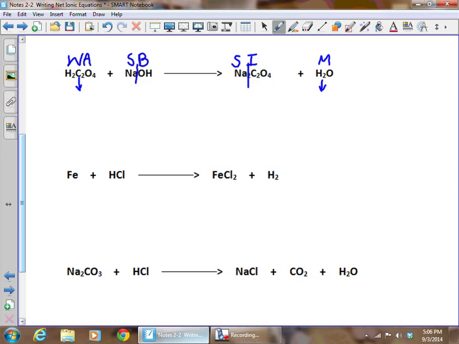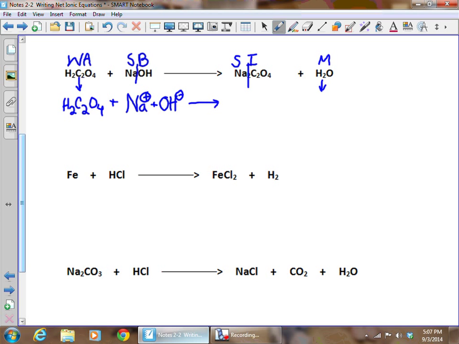You want to keep your polyatomic ion list handy. Hopefully you're getting all those memorized, but you do want to keep it handy so you can use that on these problems. So we carry down the H2C2O4. We split the sodium and hydroxide, and if it splits, it gets a charge. So both of those are going to get charges.